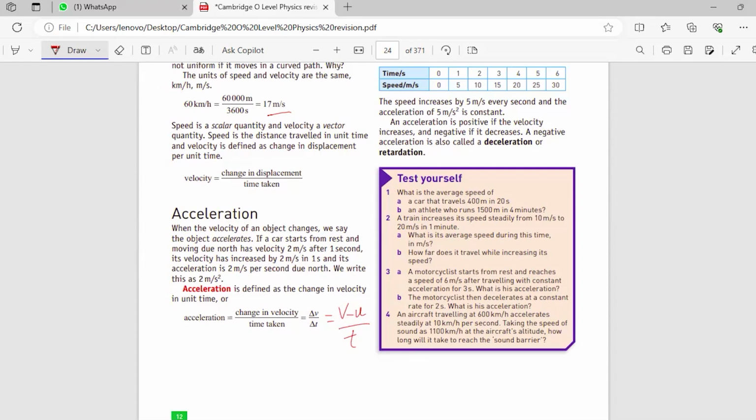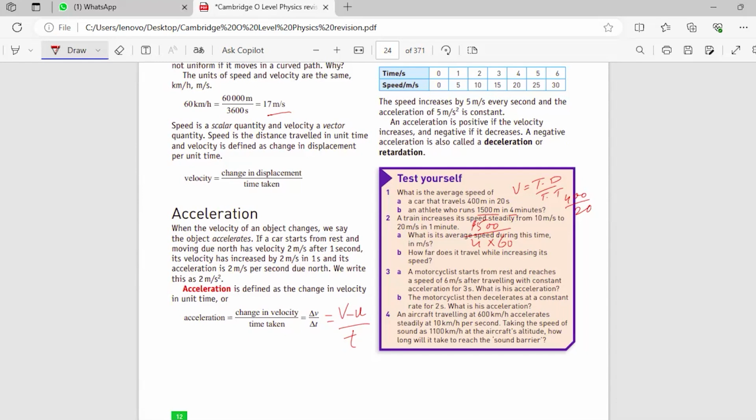And there come some questions. Let us do a few. What is the average speed of this one? For average speed, we have a formula, that is total distance over total time. So you will write 400 by 20 and you will get the answer. For this one, it is 1500 divided by 4 into 60, total distance over time. We will multiply by 60 to get the answer in meter per second.